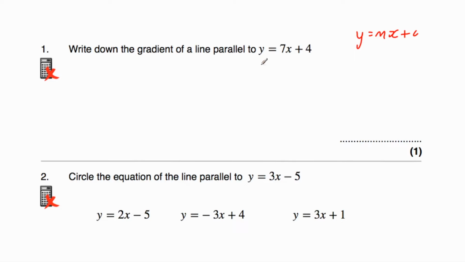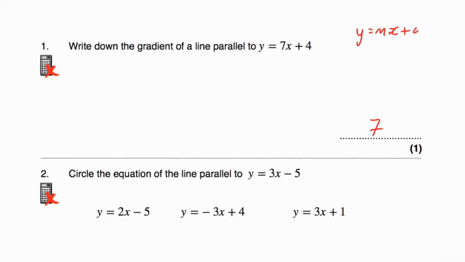For two lines to be parallel, they must have the same gradients, and we've been asked to write down the gradient of a line that's parallel to this line. So it must have the same gradient as this line. The gradient of this line is 7, so the gradient of a line that's parallel to it would also be 7.